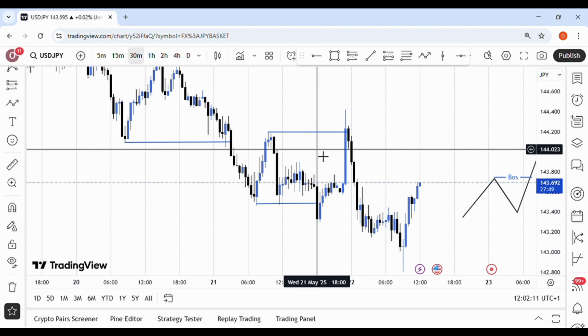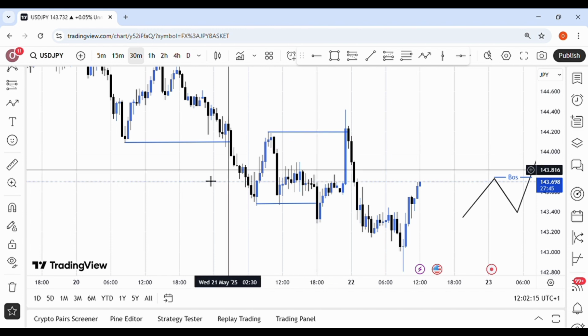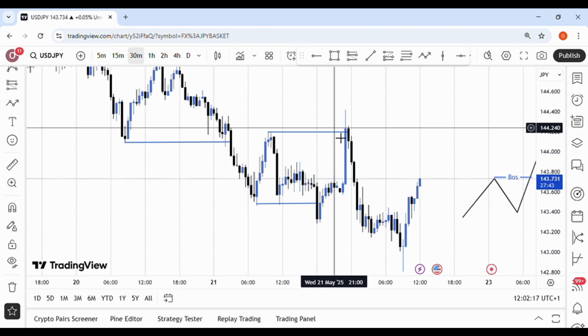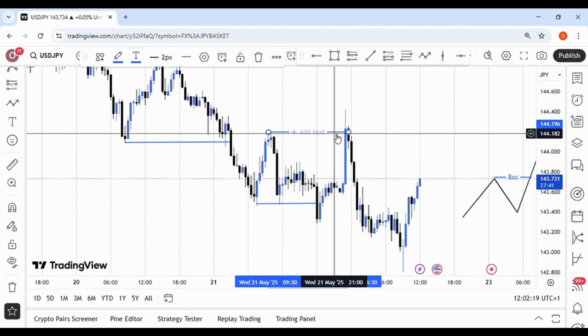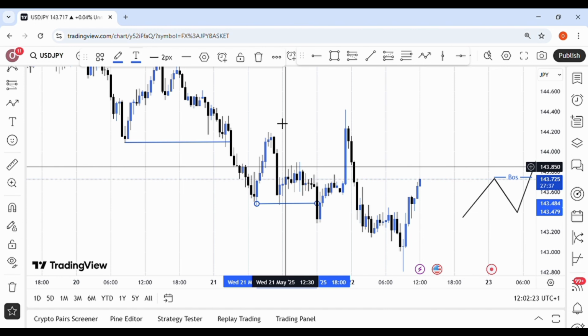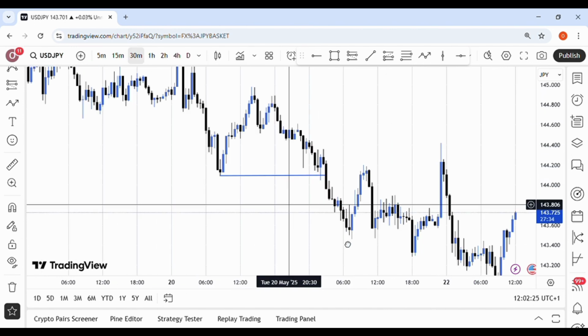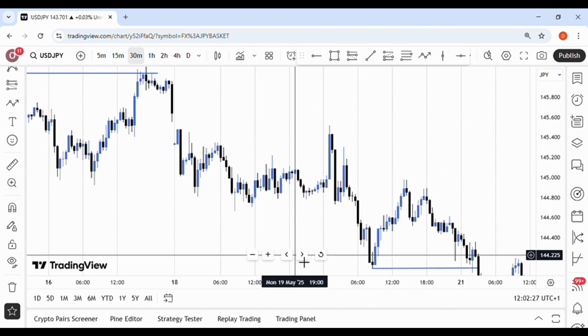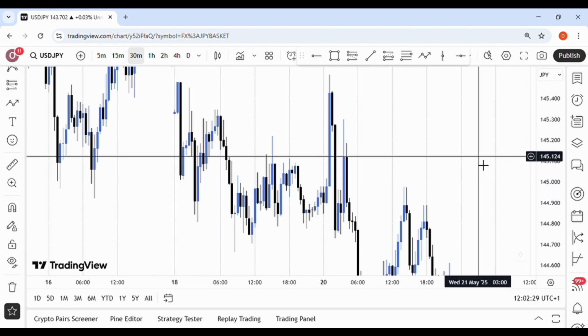You understand? So after getting a break of structure, we usually expect a pullback. That is a very sure thing. If there's a break of structure, there must be a pullback. Let me show you an example of that. A break of structure and a pullback.